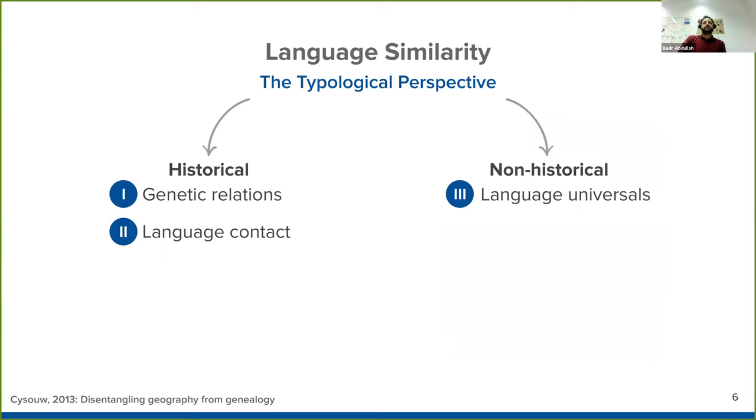But languages can be similar for non-historical reasons, because all human languages have evolved under the same cognitive constraints, and all humans have a similar vocal tract. And so some of the typological features of the languages could be just language universals. It could also happen that languages end up being similar by chance, because the dimensions in which languages might vary is a finite set. So it's also likely that two languages end up being similar due to chance.